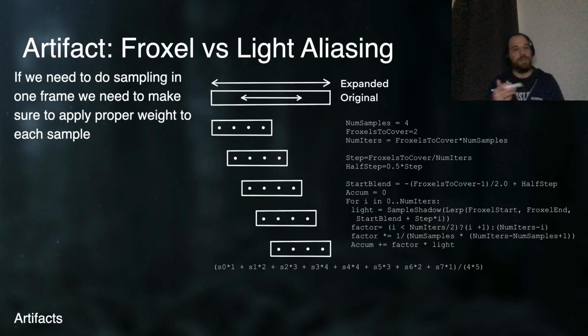And if you wanted to do it with multi-sampling and you want reconstruction within one frame, you do those samples within the range of the two Froxels as expected, except one trick is you need to apply proper weighting, a proper factor to each one of those samples, because you cannot just blend them with equal weight.